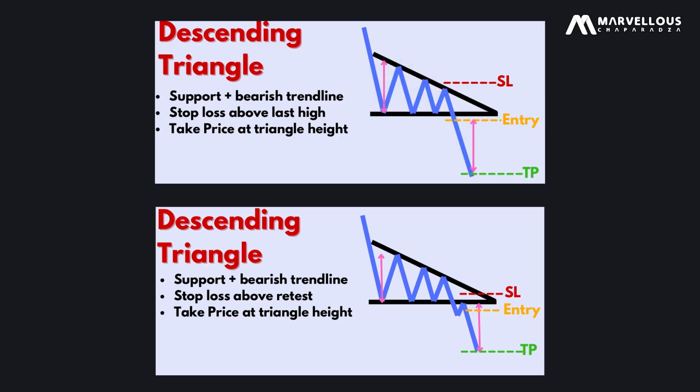So as you can see, a bearish triangle is a support and a bearish trend line. A safer way to trade this descending triangle is shown in the bottom image, where most traders would like to wait for the price to retrace back once it has broken out of that triangle. This retracement retests the broken support as a newly formed resistance, and when the resistance is confirmed, the traders would like to place a trade.